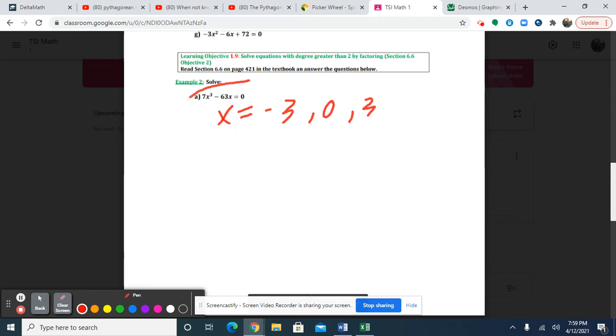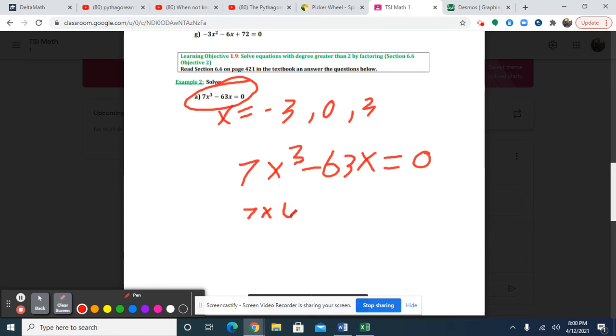And this would actually be pretty easy to figure out. If we have 7x cubed minus 63x equals 0, we'd be able to factor out 7x. So if we factor out 7x, we're left with x squared minus 9 is equal to 0.